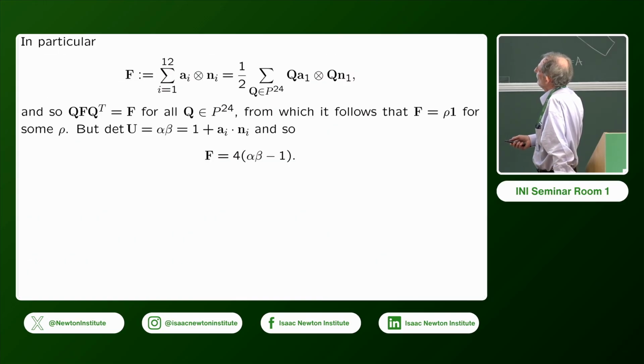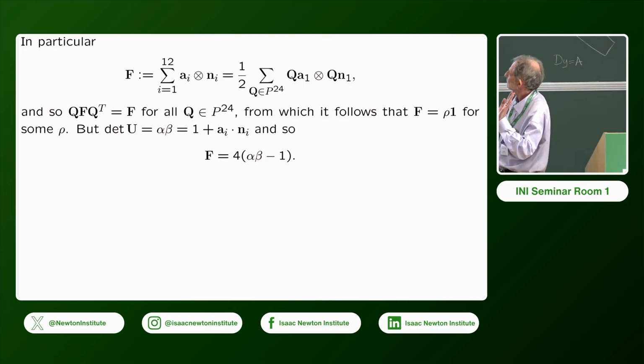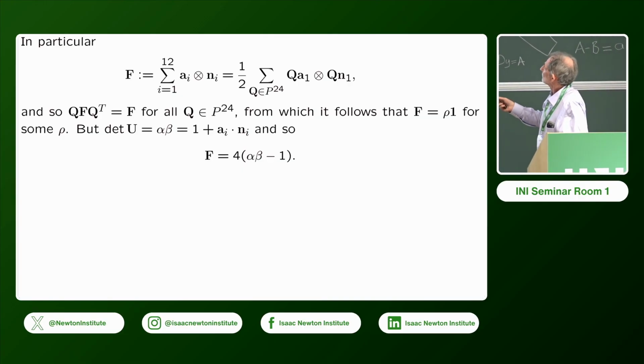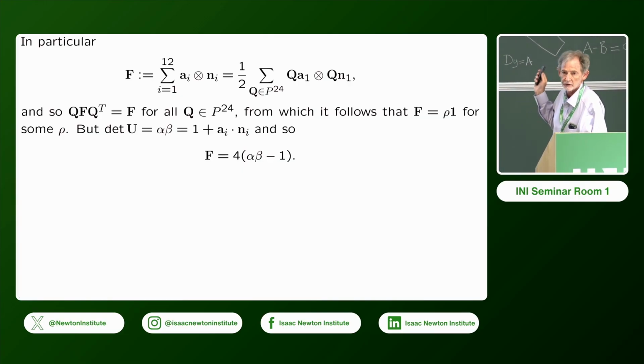Okay. Now in particular, let's look at the sum of a_i tensor n_i. So we've got these 12 rank 1 matrices, a_i tensor n_i. So by this discussion, in fact, you can represent it as 1/2 of the sum over Q of Qa_1 tensor Qn_1. And you see this expression is invariant to pre and post multiplying by Q and Q transposed. And therefore, QFQ transposed is just F for any Q in P24. And from that, it's a simple calculation to check that it has to be a multiple of the identity, right?